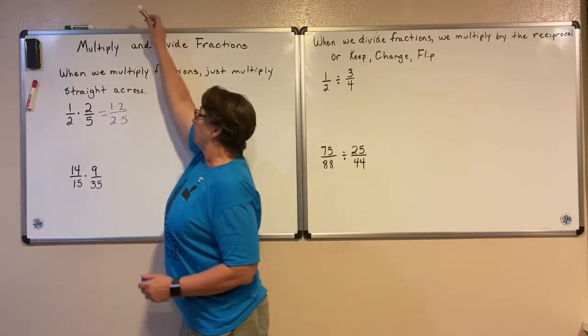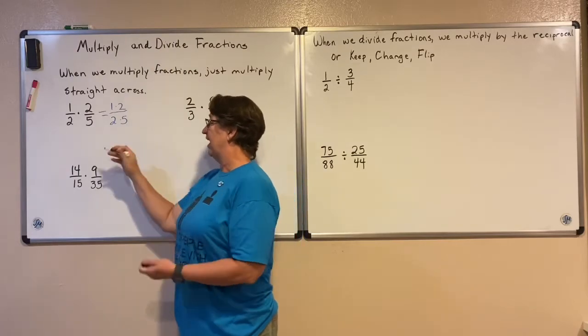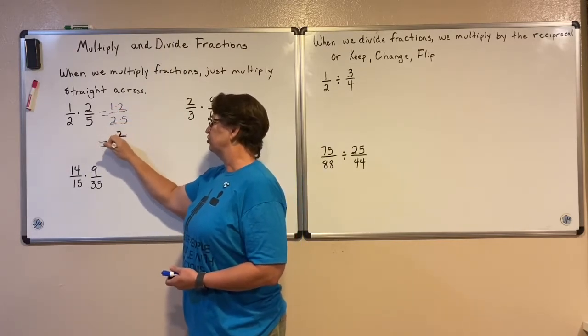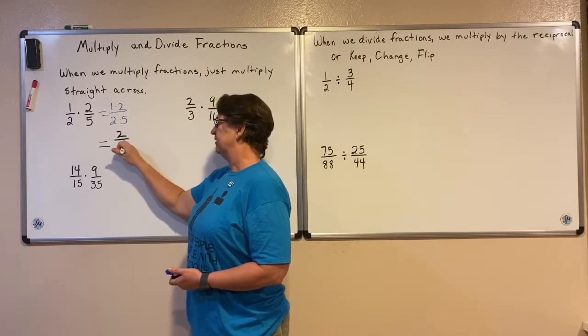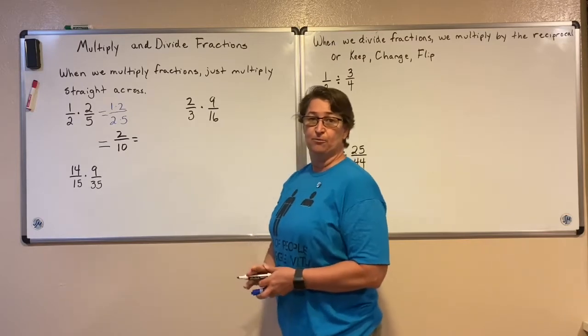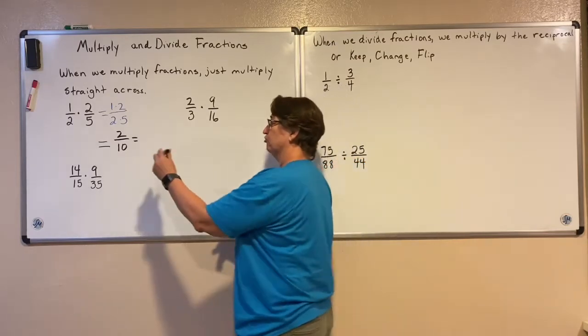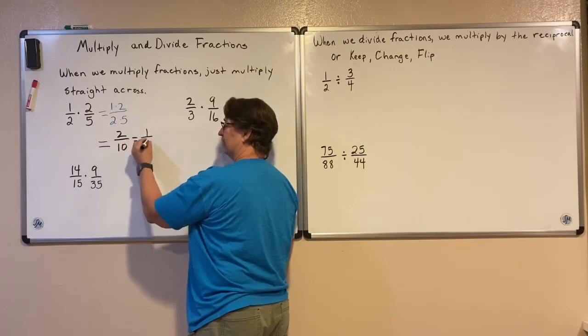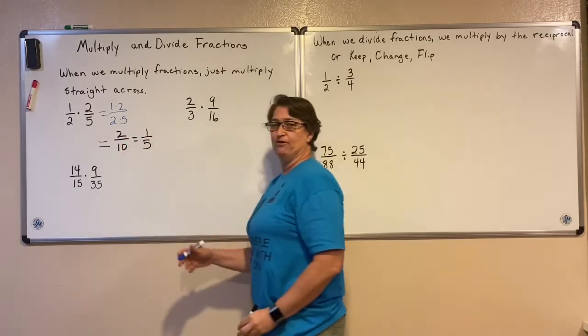Now, we can multiply that straight across and then reduce so that we have on top 2 over 10. Notice that there's a 2 on top and a 2 on bottom. A factor goes into both of those. So if I divide the top by 2 and I divide the bottom by 2, I end up with 1/5.